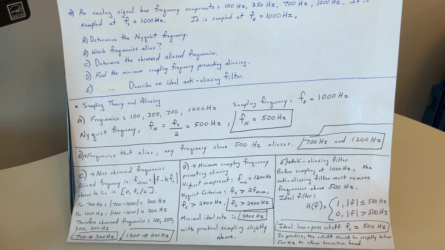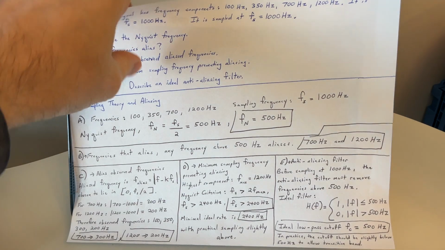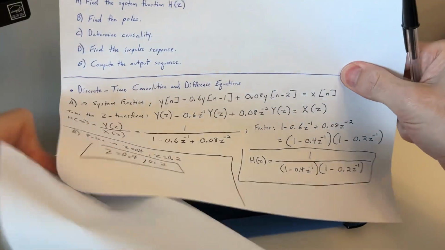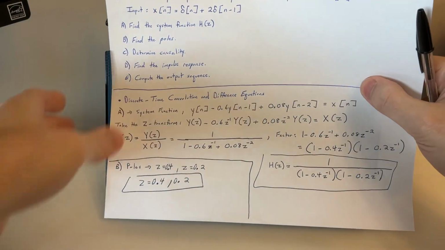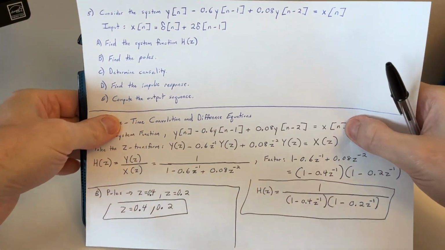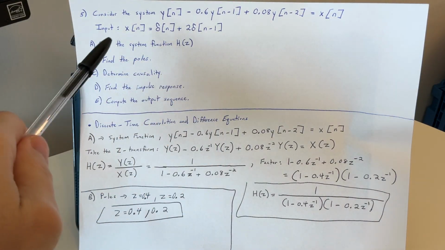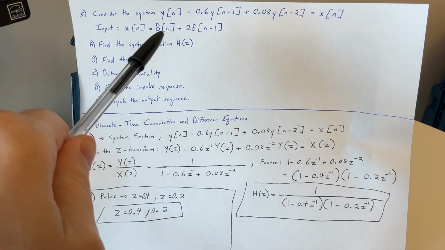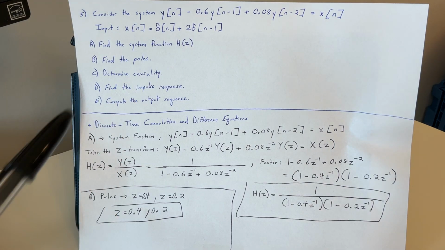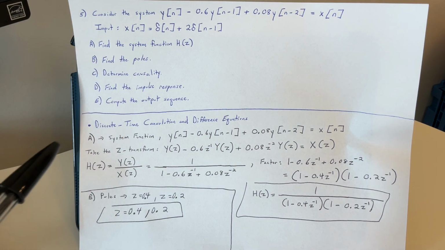Okay, that is number 4. Moving along to number 5. Consider this system that we're given here. Here is our input. Those are deltas. Sorry about the way they're drawn. For part A, find the system function H of z.